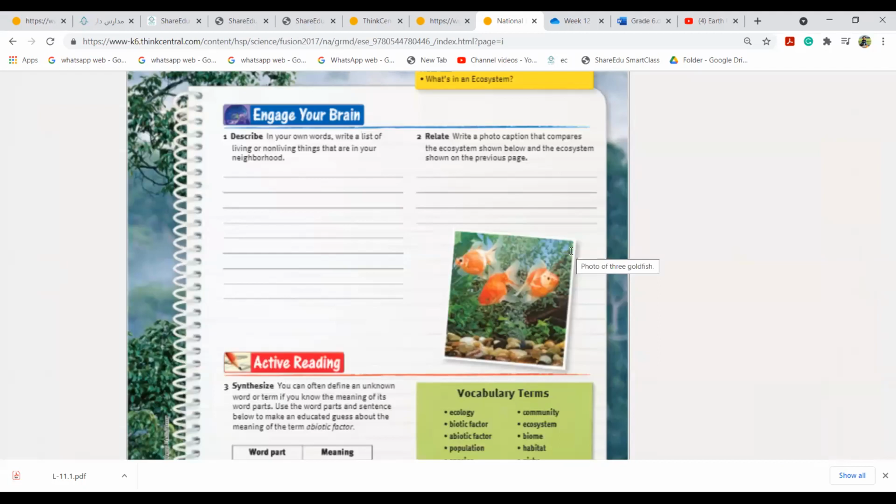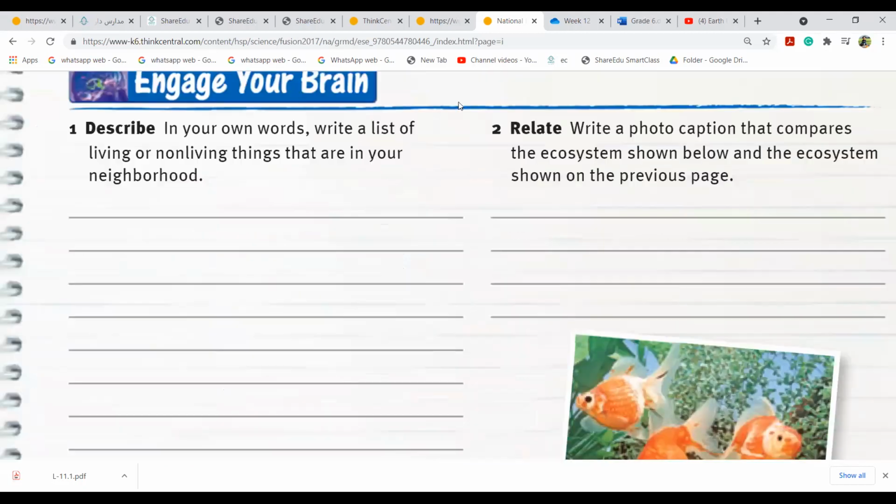In your own words, you will write down now, I'll give you 2 minutes. You will list and show me on the camera the living things and non-living things in your neighborhood.